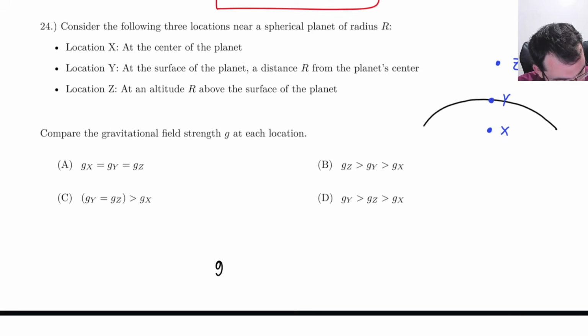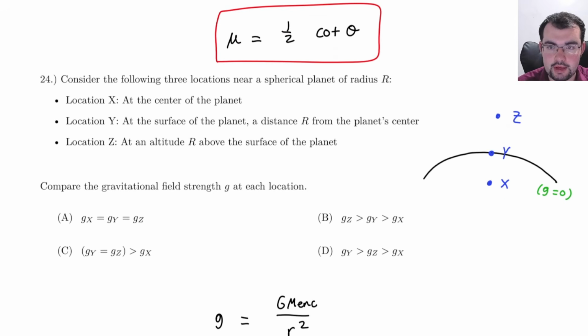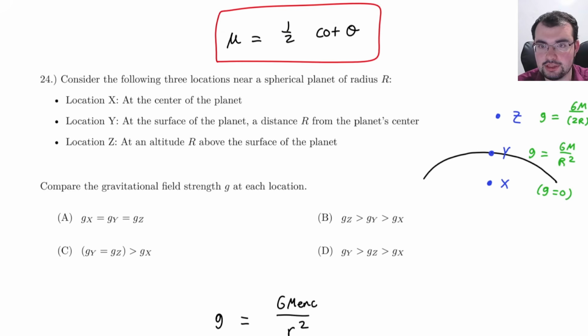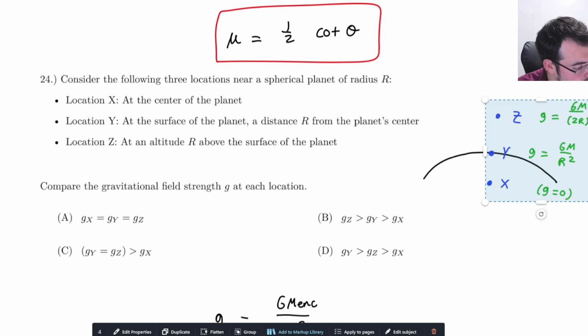Well, our expression for G, as we used with the shell example, was big G times the enclosed mass divided by distance from the center squared. So at position X, I'm at the center of the planet, so I'm enclosing no mass. So G is equal to 0 at the center. Then at position Y, I'm enclosing the entire planet's mass, and I'm just 1 radius away. And then if I'm at position Z, I'm still enclosing the entire planet, but now I'm getting farther away. So I have a larger denominator on that term there.